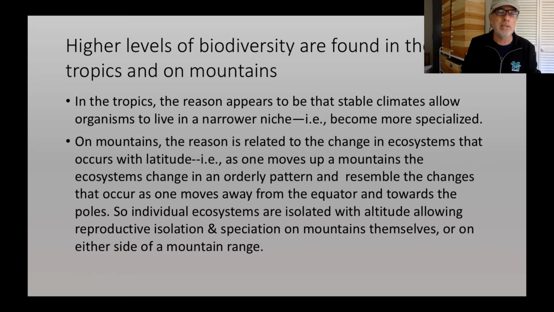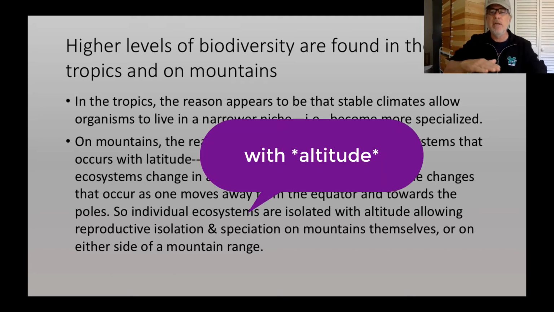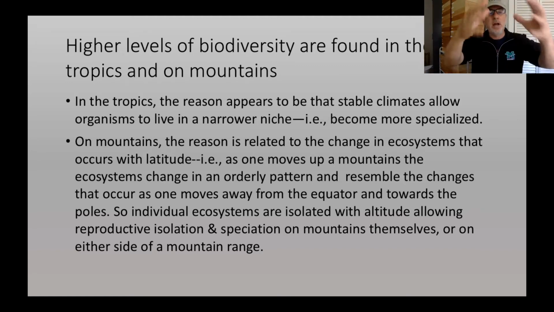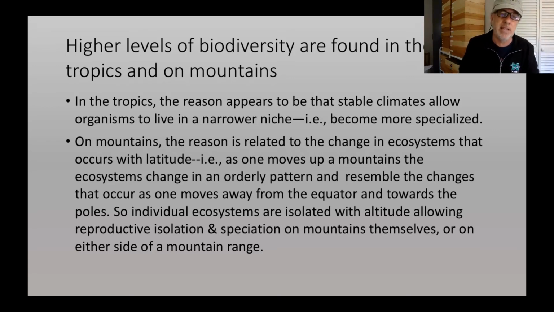Now, mountains are also areas of high biodiversity, and the reason is related to the change in ecosystems that occurs with latitude. On mountains, it is commonly noted that as you move up in altitude, ecosystems change in a fairly orderly progression, and it resembles the change in ecosystems that occurs as one moves away from the equator and towards the pole. So individual ecosystems become isolated with altitude on mountains. This often allows reproductive isolation and speciation on mountains, but even without that, it allows the packing in of huge amounts of biodiversity on just a single mountain, which has a relatively small land area.